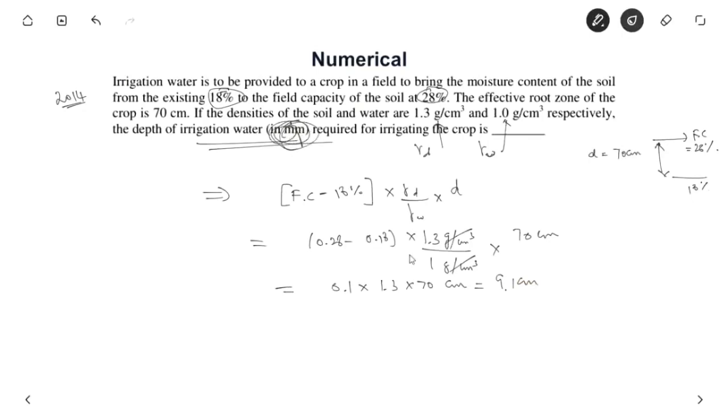We want it in mm, so it is 91 mm. That is the depth of irrigation water required. So this is basically the depth between FC and PWP. So if we provide 91 mm equivalent depth of water, the moisture content goes from 18% to 28%. It is a simple problem. So next question.